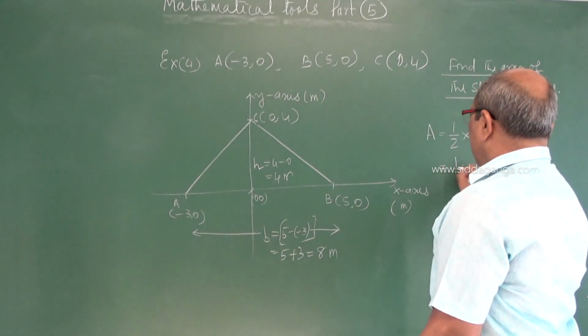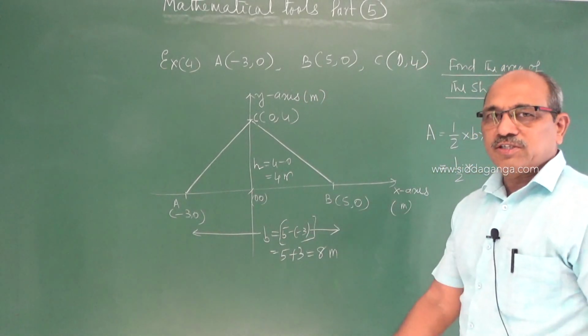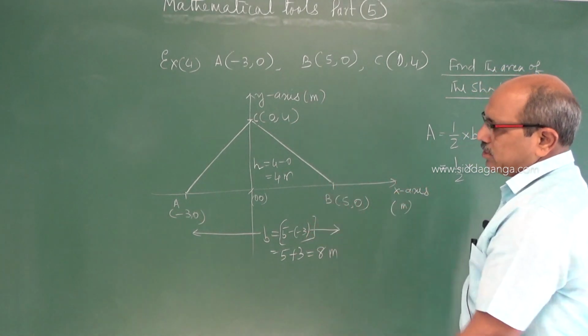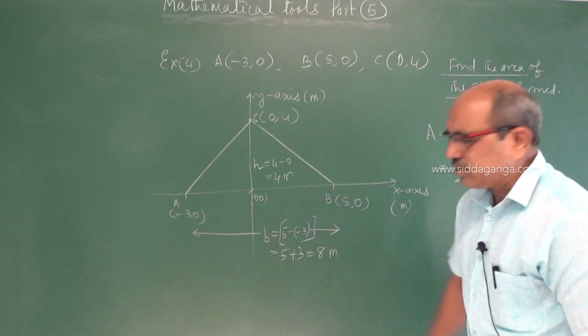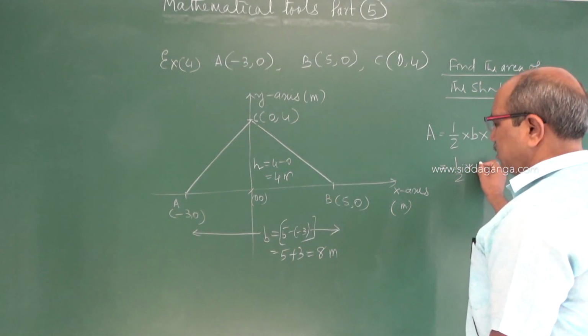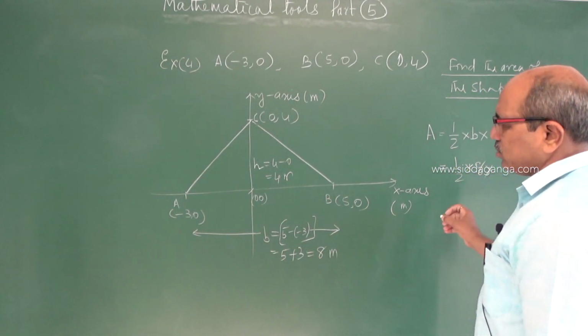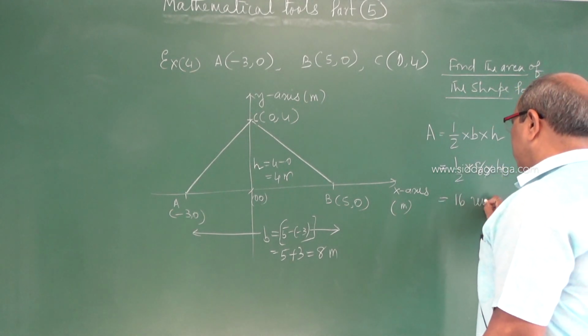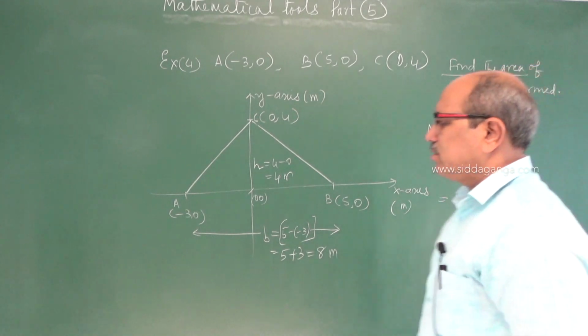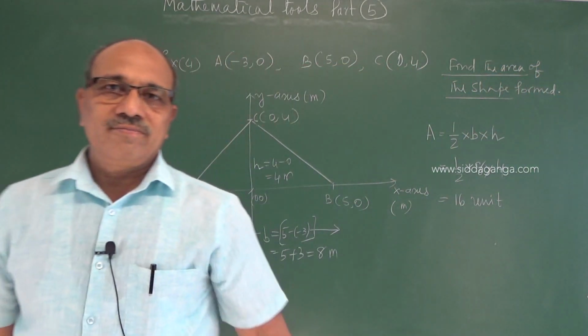So you can compute, our work is over. Only simplification remains. We got the shape and we have the standard formula. We come to know the values of B and H. Now it is half into 8 into 4, which is 16 units. So we got the answer here.